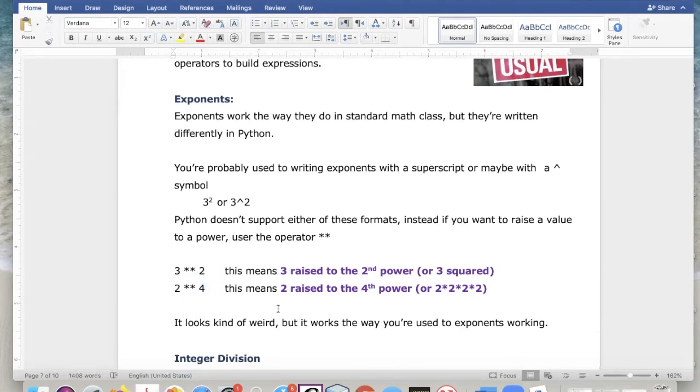And you might remember that exponents are just a fancy way of saying that you want to repeatedly multiply something. So if we're taking 3 squared, that means multiplying 3 times 3. So multiplying 3 by itself twice. 2 to the 4th power means multiplying 2 by itself 4 times. So it's 2 times 2 times 2 times 2, which turns out to be 16. It looks kind of weird, but once you get used to it, it works exactly the same way that exponents from your past math classes work.